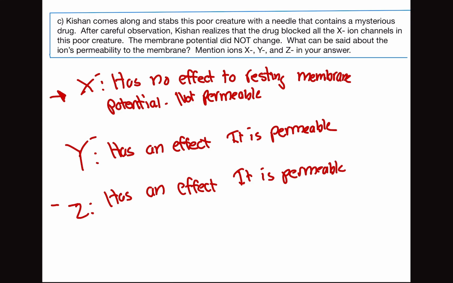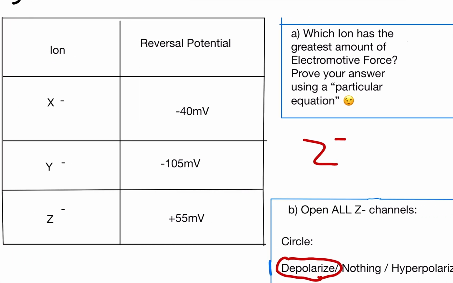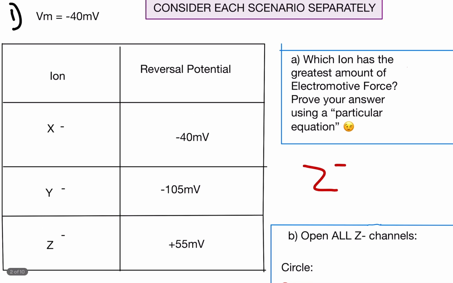Okay, Y. So X is not permeable. We can already say X is not permeable. Does not matter. If Y was not permeable, so pretend Y was not permeable at all, that means the only thing that's permeable is Z, which is positive 55. This needs to match with this, but it doesn't.